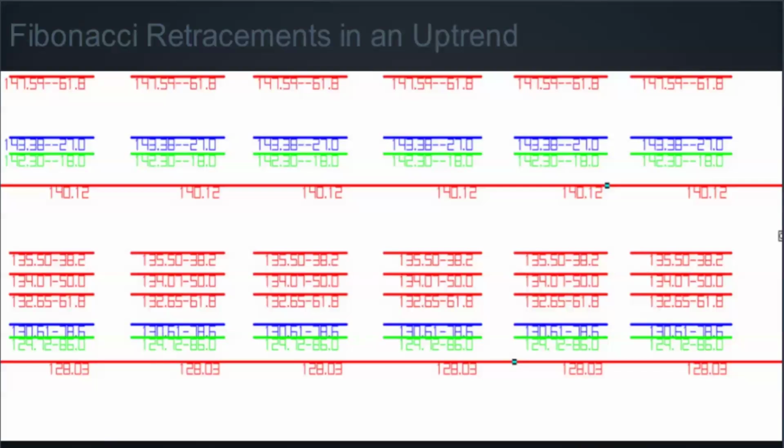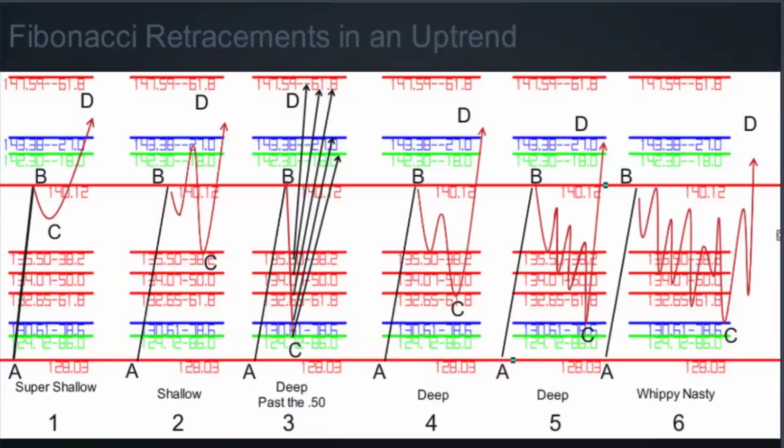So these are the six conditions. The first one is what we call the super shallow retracement. The second one is the shallow retracement. The third one is the D past 5-0 shallow retracement, and then we have the deep retracement. The previous two are called deep retracement. Then we have what we call the whipping nasty retracement. So when the market is coming back into this level, these are some of the ways you will see it come back. Sometimes it will not even get to the 38.2% level. The next thing, the market will just take off.